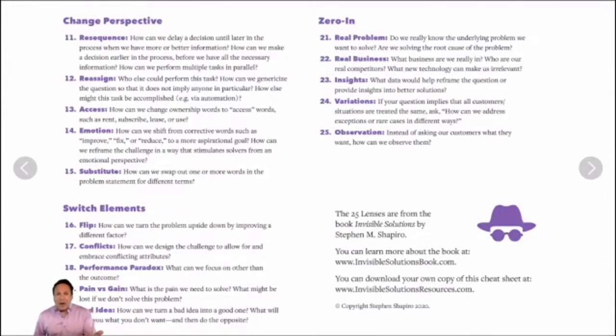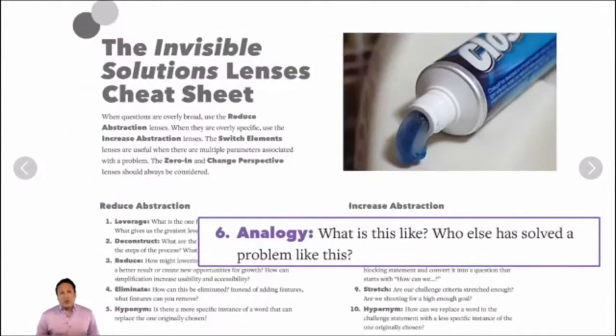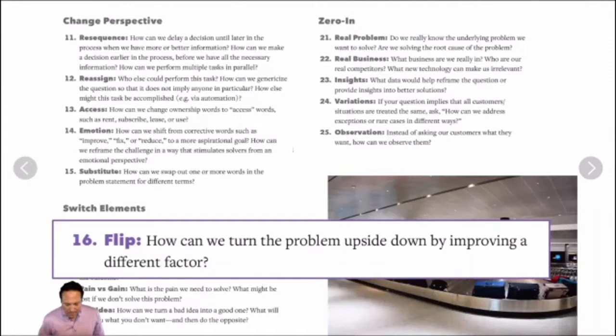And let me show you how these were used in the examples that I just talked about, and then we'll close with a quick story. So the analogy lens, which is number 6, under increase abstraction, was the toothpaste example. Who else has solved a similar problem like this? What is it like? Because if you are so specific that you assume the problem is going to be solved by dental experts, we need to raise it up a little bit, make it a little higher level to find better solutions. Or the baggage claim, which has so many different examples.